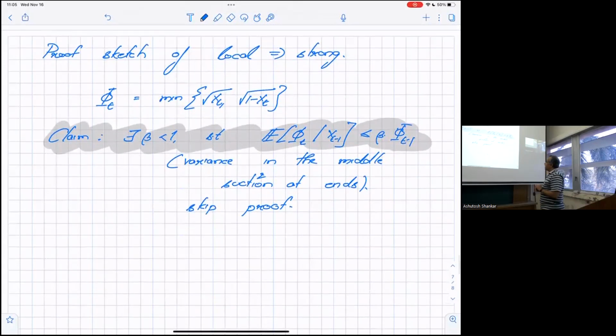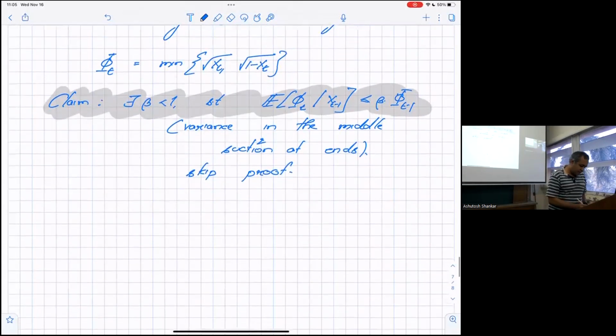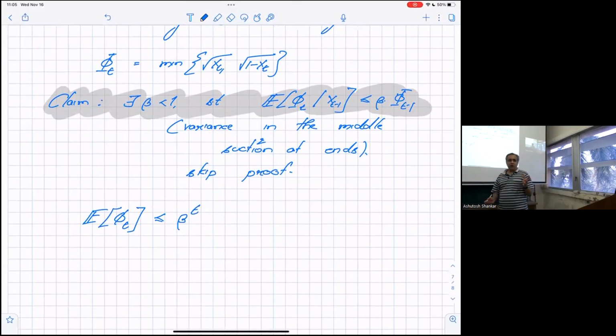But I want to say that once we have this, we have something quite nice. What do we have? We have that the expected value of Vt, each time this is reducing by a factor beta. So therefore, this is certainly less than beta to the power t. After t steps, it's gone down dramatically. But now you have a very simple statement.